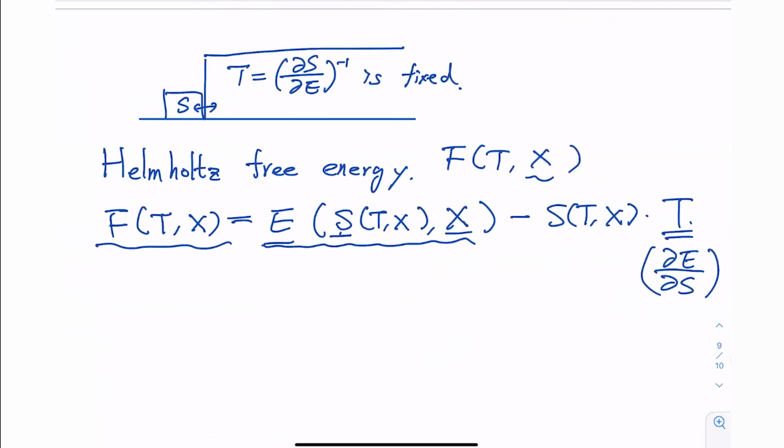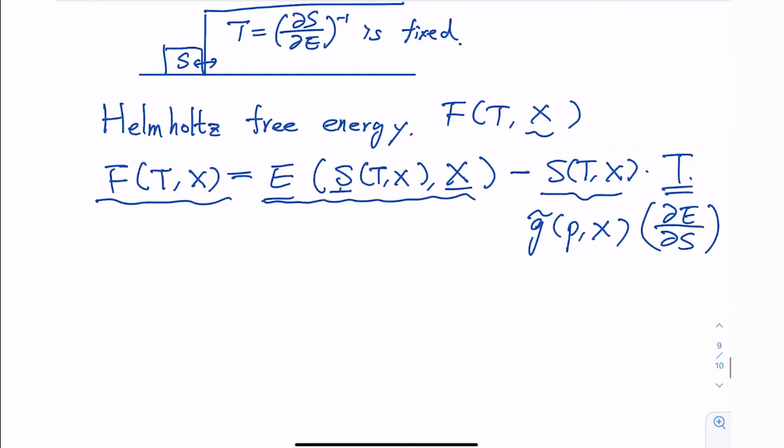Okay, and this entropy as a function of Tx to some extent is the G tilde of Px that we just derived in the Legendre transformation formula. So you can see that if we try to use that to understand what is the meaning of Helmholtz free energy, it basically is that we want to describe energy, but instead of using its original variable, we want to describe it with its tangent.